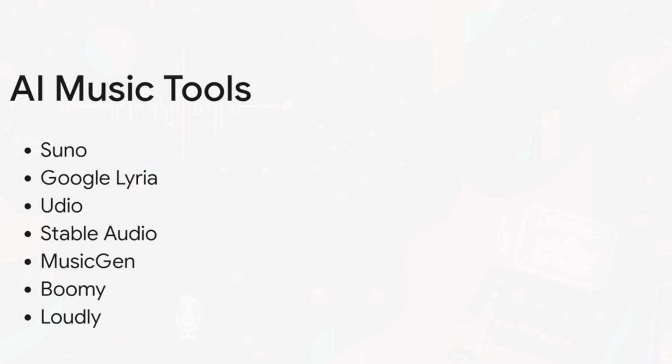Well, think about it. Right now, there are dozens of AI music tools out there. You've got Suno, Google Lyria, Udio, Stable Audio, MusicGen, Boomi, Loudly, and it feels like more are launching every single month. Each one is incredibly powerful and distinct. But here's the really fascinating part: the common thread. They all respond to the exact same underlying language of prompts. If you take the time to learn this language just once, you can apply it absolutely everywhere.